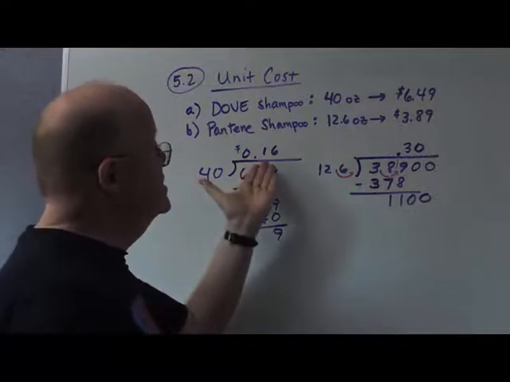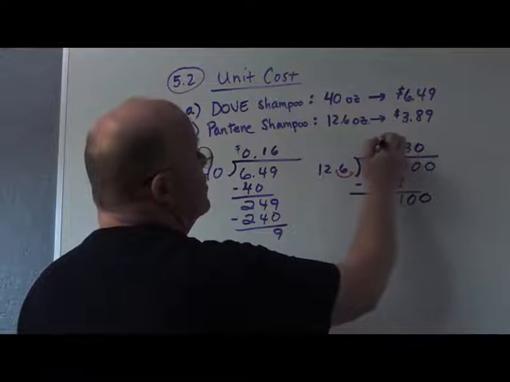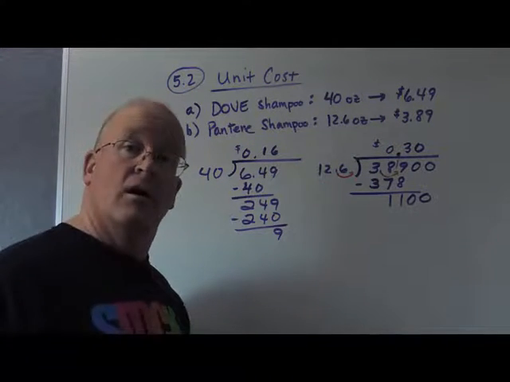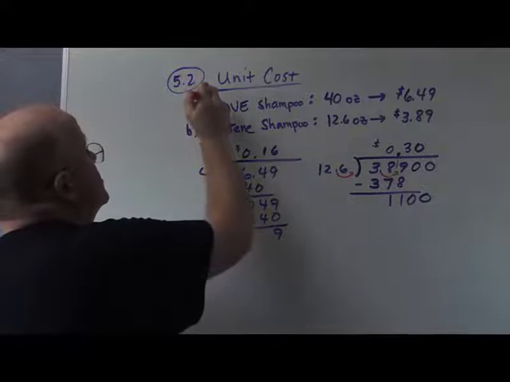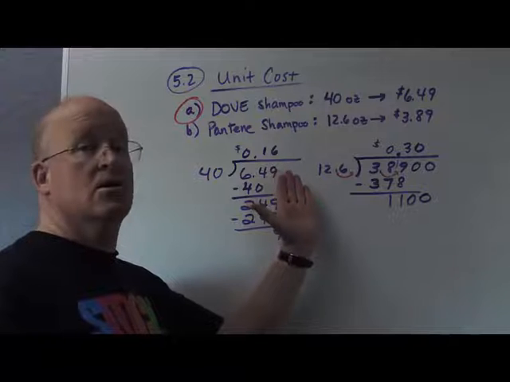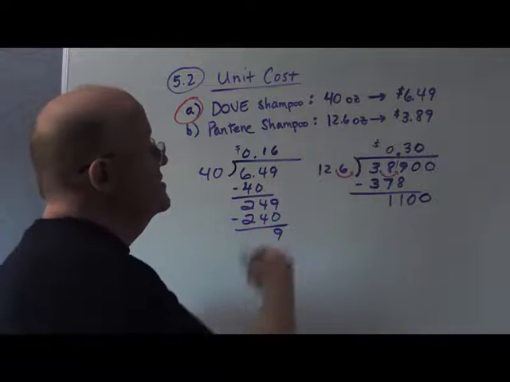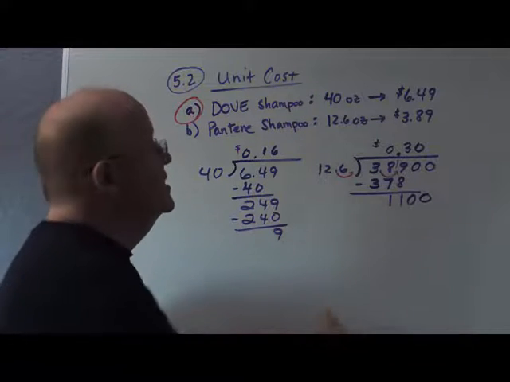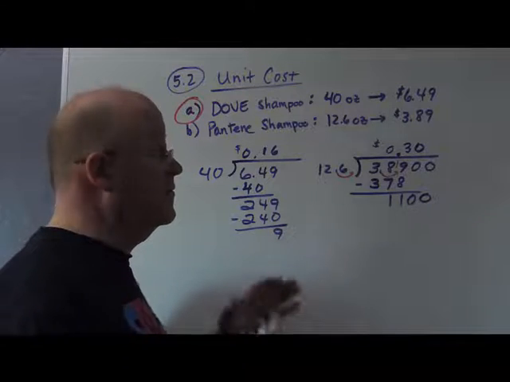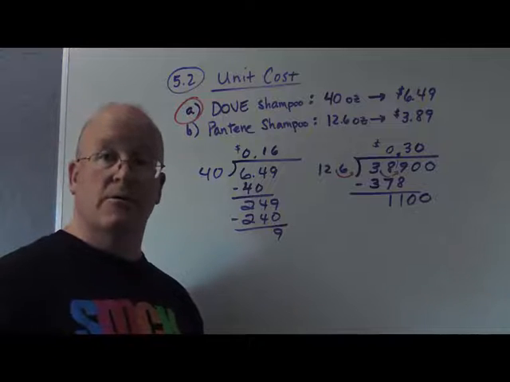We've got 16 cents per ounce for the Dove, and we've got 30 cents per ounce for the Pantene. And I can already determine that the Dove shampoo is going to be the better buy because it has the lowest cost per ounce. Now, if I really wanted to go further and get it to the nearest tenth of a cent, then I would go one place or two places further and do some rounding. But for our purposes, we already know that the Dove shampoo is going to be the better buy.